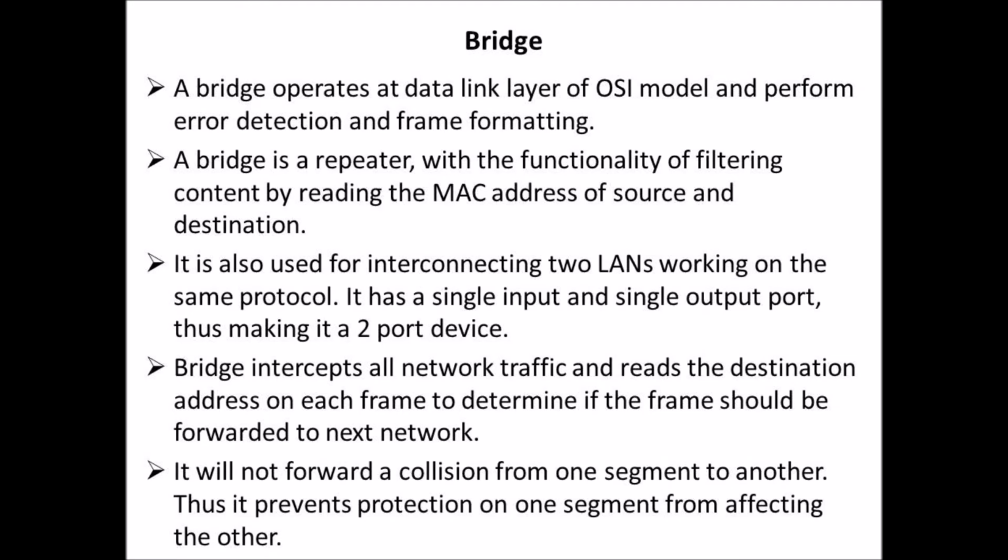Third one, bridge. A bridge operates at the data link layer of the OSI model and performs error detection and frame formatting. A bridge is a repeater with the functionality of filtering content by reading the MAC address of source and destination. It is also used for interconnecting two LANs working on the same protocol. It has a single input and a single output port, thus making it a two-port device.